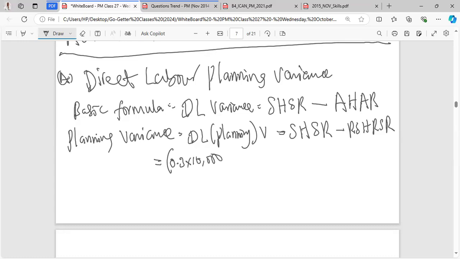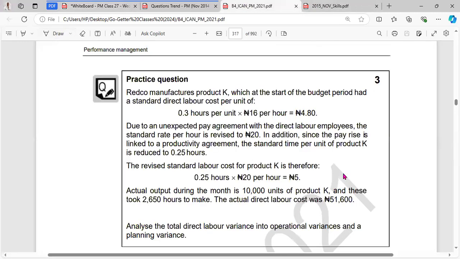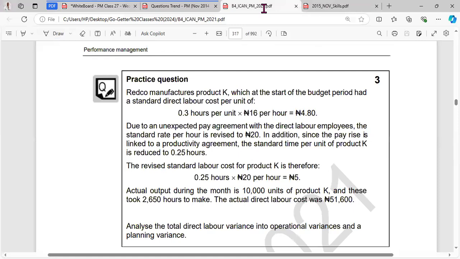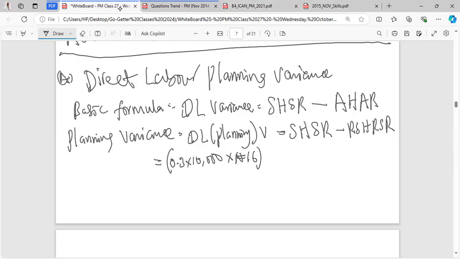Let's check to be sure if it is 10,000 units. Yes, 10,000 units. Then what is the rate? The rate we said it was 16 naira. Just to confirm, 16 naira. All right. Now minus, what is the revised standard?